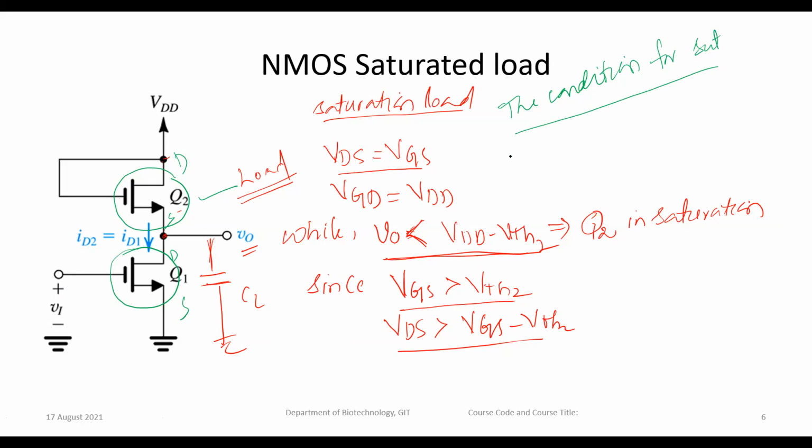V0 should be less than VDD minus VTH, sir. VGS should be greater than VTH, first thing. And the second thing is what? Your VDS should be greater than VGS minus VTH.